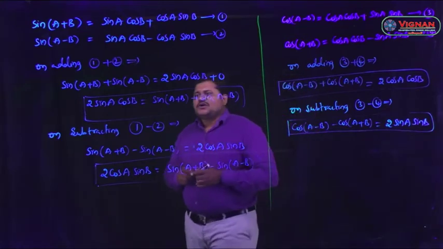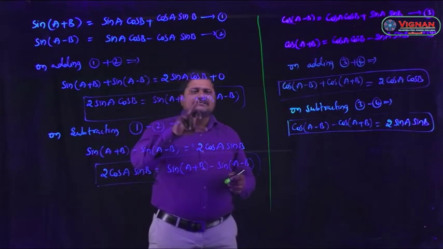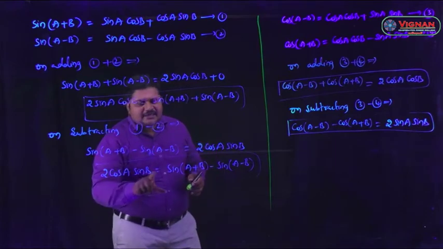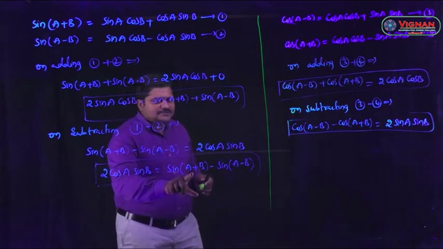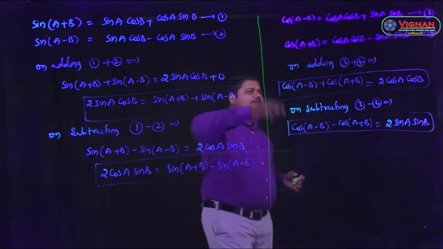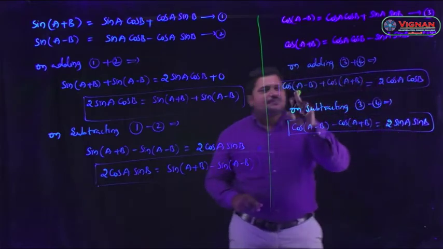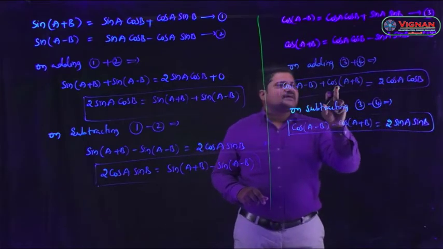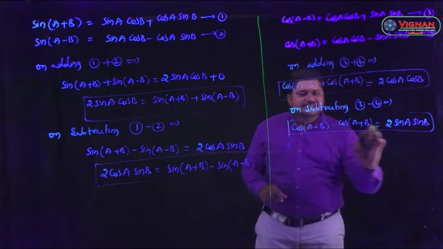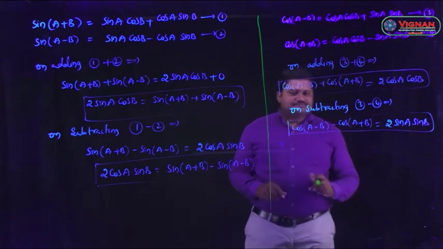First one is 2 sin a cos b is equals to sin of a plus b plus sin of a minus b, and 2 cos a sin b is equals to sin of a plus b minus sin of a minus b. These are 2 formulae. And another 2 formulae are 2 cos a cos b is equals to cos of a minus b plus cos of a plus b, and also 2 sin a sin b is equals to cos of a minus b minus cos of a plus b.